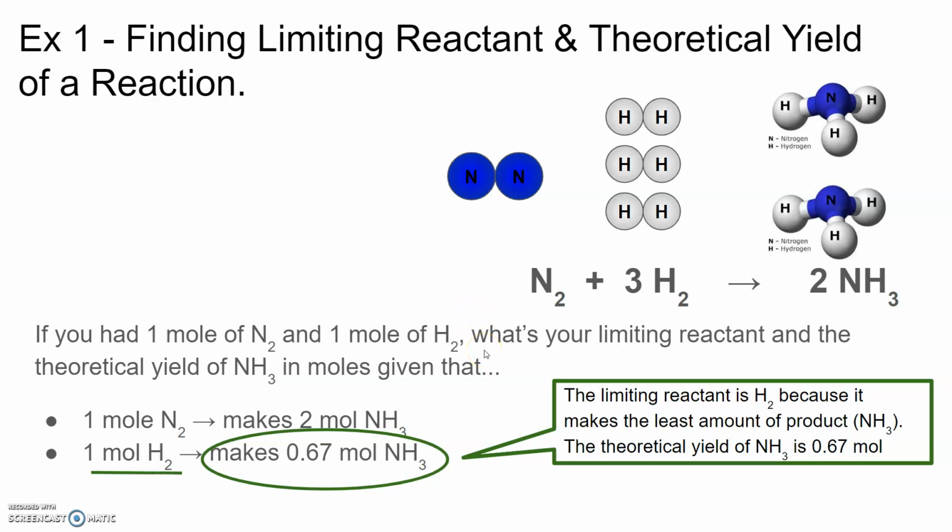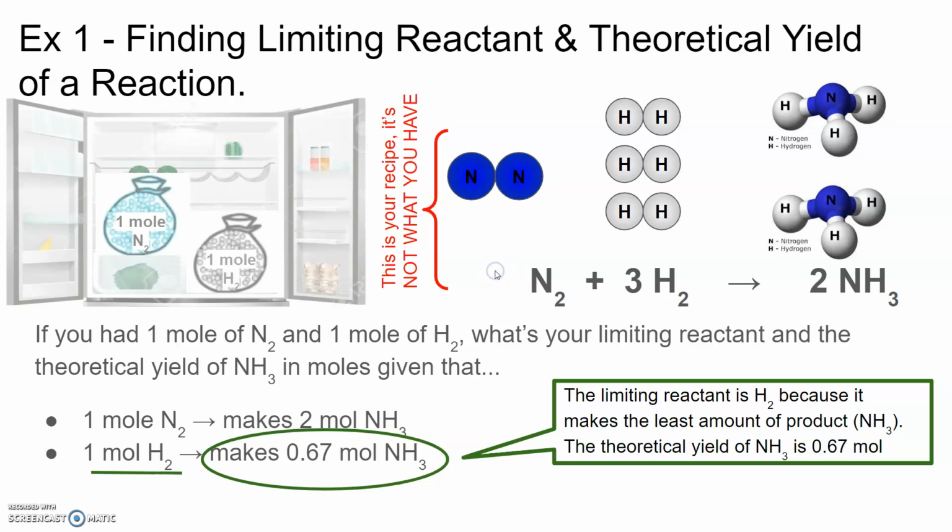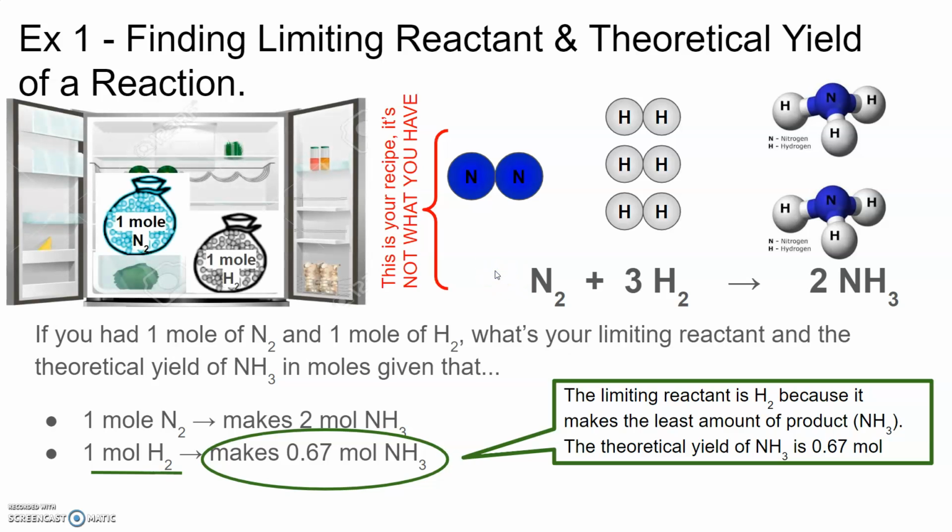So what you're doing in a problem like this is you have to figure out how much product you can make for each reactant and then choose the one that gives the least amount of product. Now, one thing I want to emphasize once again is that this balanced chemical equation up here is your recipe. It's not what you have. It just tells you what the relative ratios are. What you actually had in this problem was 1 mole of N2 and 1 mole of H2.